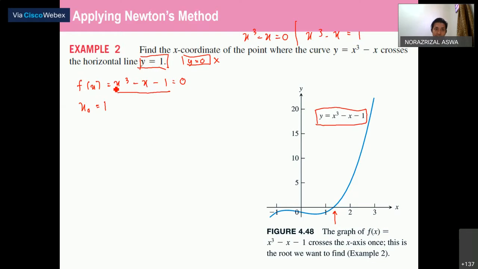So we have f(x) as this one, f prime of x equal to 3x squared minus 1. So we have x_{n+1} equal to x_n minus, okay, can do.